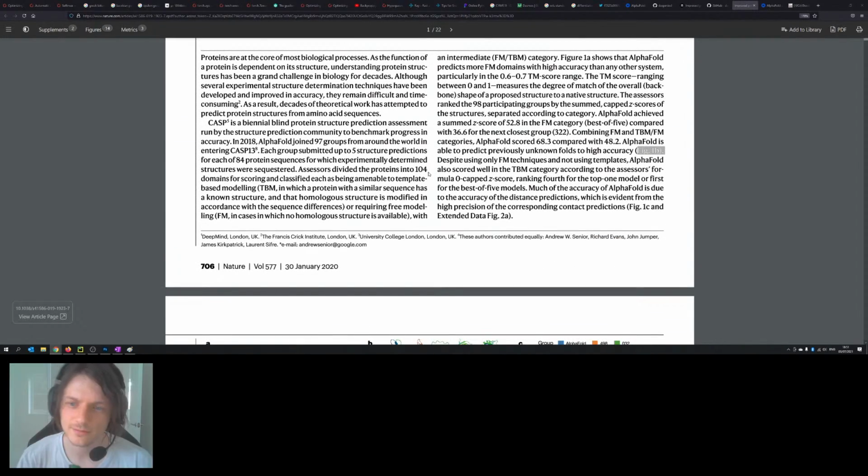Despite using only FM techniques and not using templates, AlphaFold also scored well in the TBM category according to the assessors for Mueller zero-capped z-score, ranking 4th for the top 1 model or 1st for the best of 5 models. Much of the accuracy of AlphaFold is due to the accuracy of the distance predictions, which is evident from the high precision of the corresponding contact predictions.